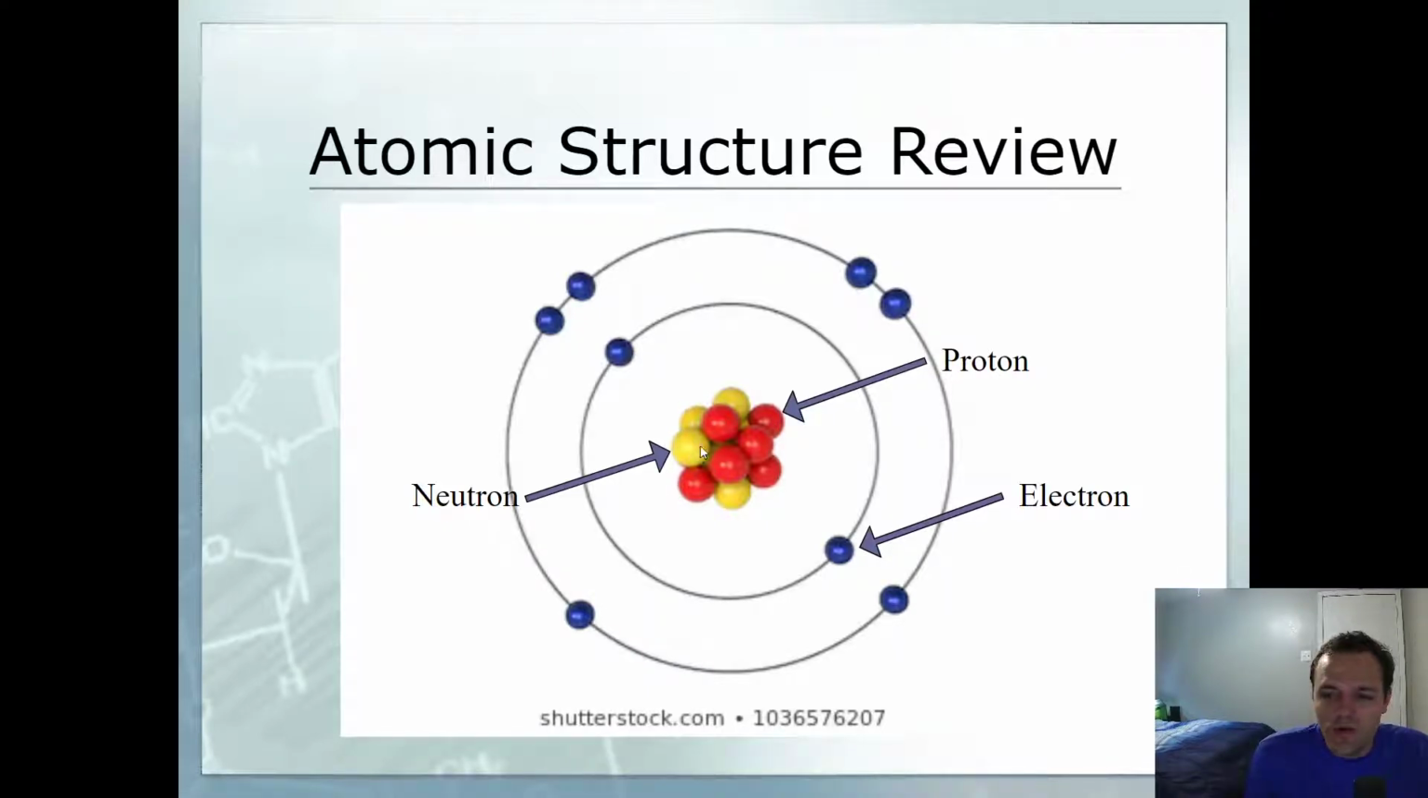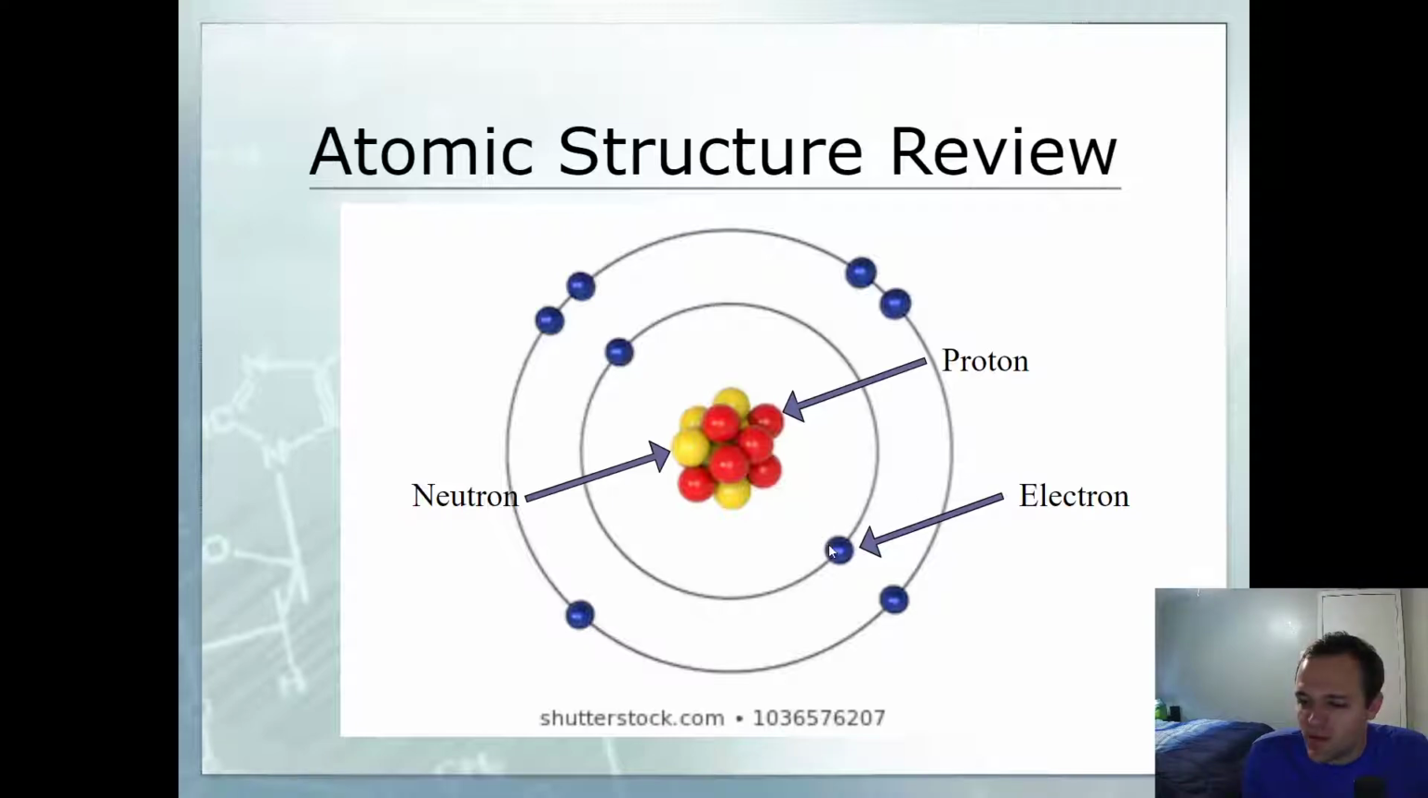All right, and neutrons are the neutral particles. They don't have a charge to them. They have about the same mass as a proton, and they also are in the nucleus. The number of neutrons can change without changing the element, and the elements of the same type with different numbers of neutrons are called isotopes. So we kind of touched on all that last week. Just wanted to review it one more time.